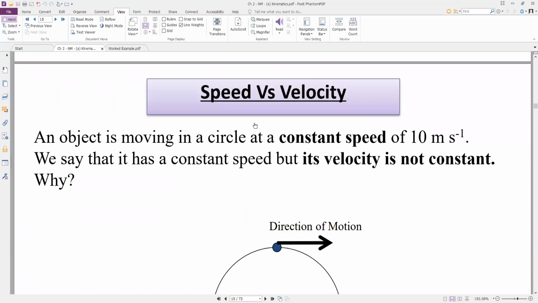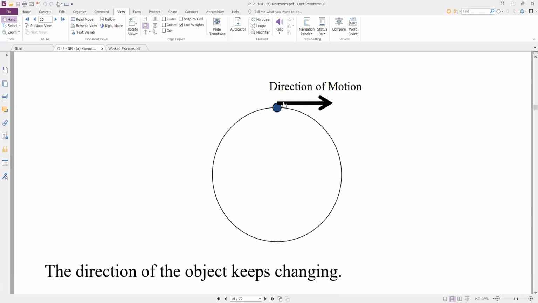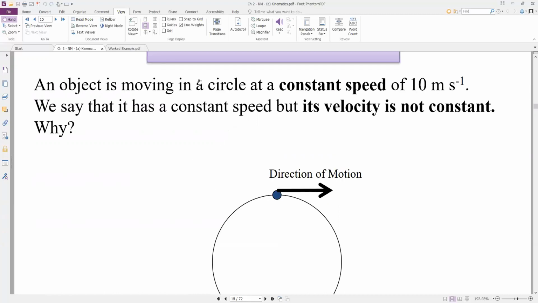Okay, speed and velocity. What is the difference between speed and velocity? An object is moving in a circle at a constant speed of 10 meters per second, or 10 m/s. We say that it has a constant speed, but its velocity is not constant. Why? See the directions. This is the direction of motion, because the direction of the object keeps changing. So the object is moving in a circle at constant speed.